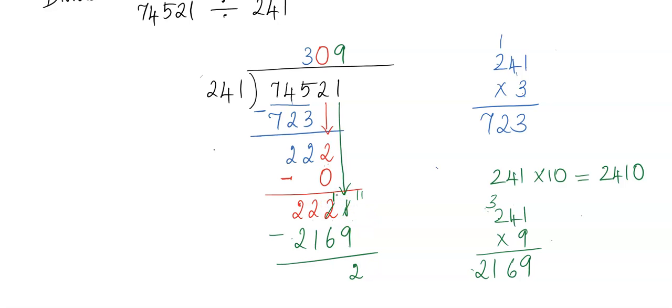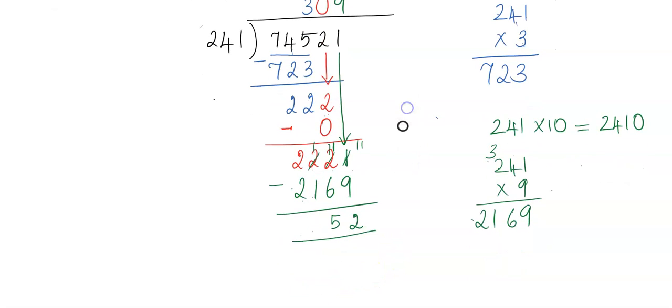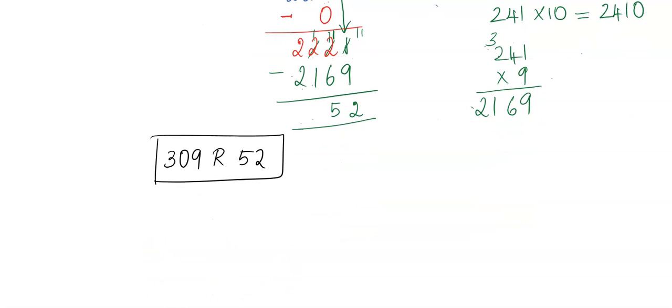The 2 will go down as 1. 1 minus 6 not enough, so I borrow 1 from here. So that's another 11. 11 minus 6 will be a 5. 1 minus 1 is 0, 2 minus 2 is 0. So 52 is my remainder. So the answer would be 309, remainder 52. However, I need to check it, so let's check it.